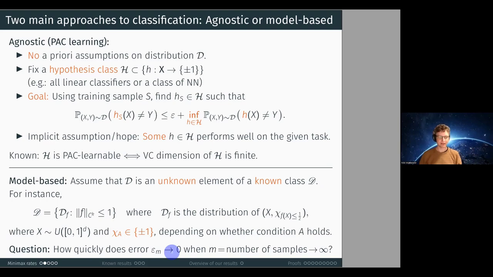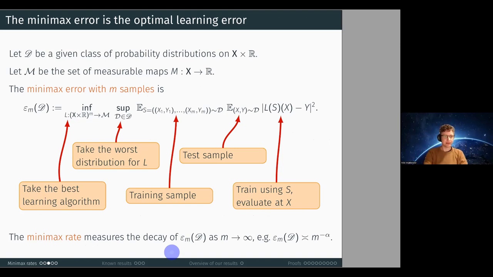Okay, and this is formalized by the so-called minimax error, which is defined as follows. As above, you consider some class of probability distributions on some input space times R. So the samples come from X and the labels come from R, so you could either be doing regression or classification. And with curly M, I write the set of measurable maps going from X to R.